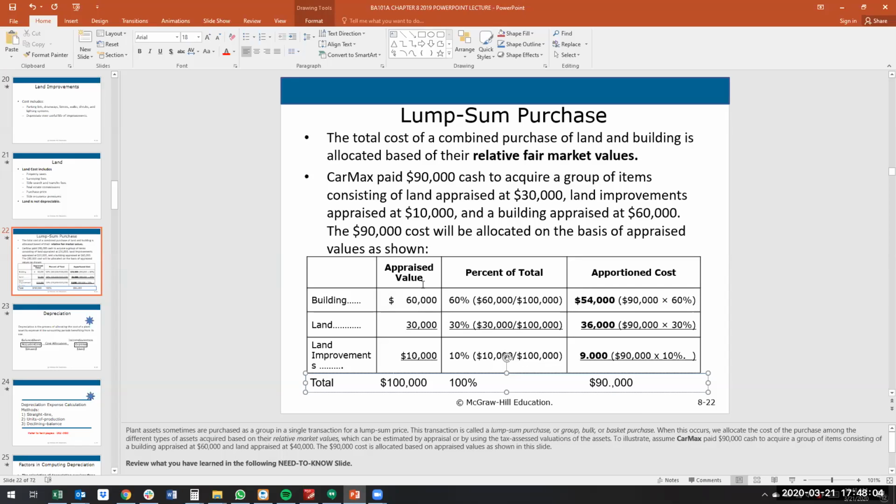But we have to allocate the $90,000 we paid based on the fair value or the appraised value of the assets. And so I can see you getting appraised values. You'll have to determine the percent. So 60,000 divided by 100,000 is your 60%, 30 by 100 is 30%, 10 by 100 is 10%. And then you multiply it by your 90,000. So 90,000 times 60%, which we determined here, is your 54,000, 27,000, and 9,000. And then this will be your final journal entry, the apportioned cost, which is really just our allocated cost based on the relative fair market values.